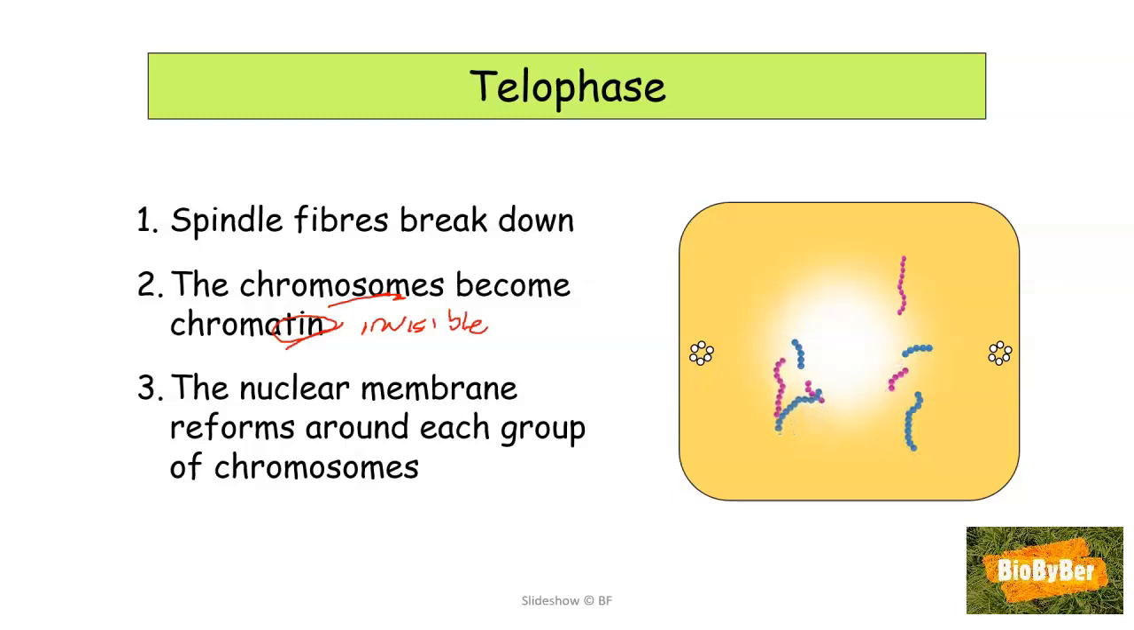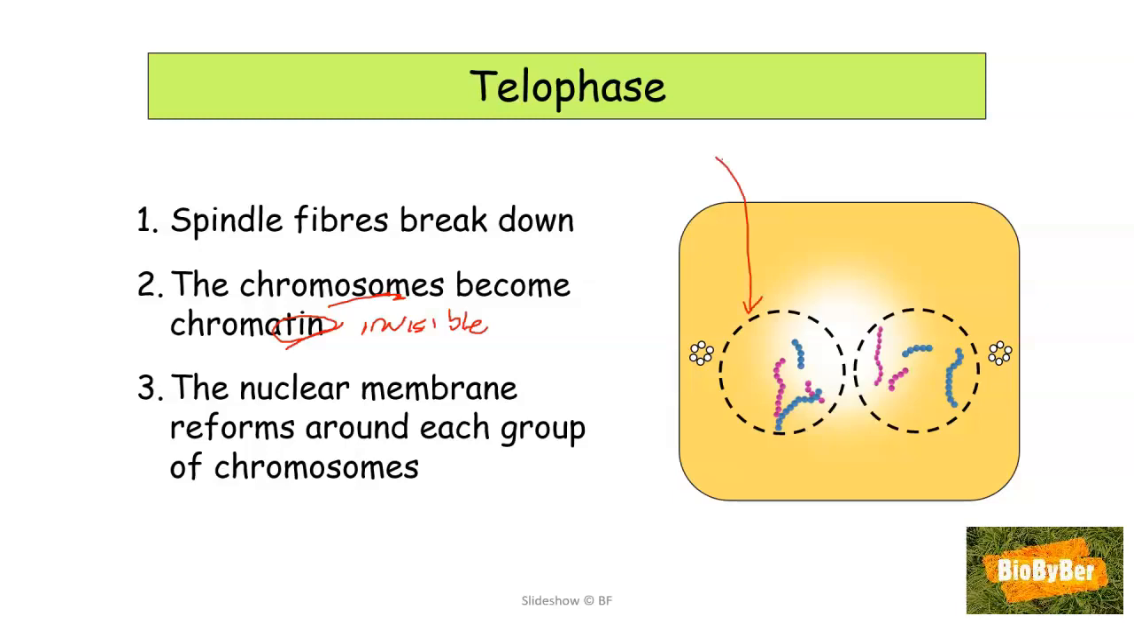The nuclear membrane will reform around each group of chromosomes, and as a result you will end up with 2 new nuclei. 1 nucleus here on the left and 1 nucleus here on the right. And you might see 1, 2, 3, 4, the exact same number of chromosomes present in the second cell, 1, 2, 3, 4, hence creating 2 identical nuclei, T for 2 and T for telophase.